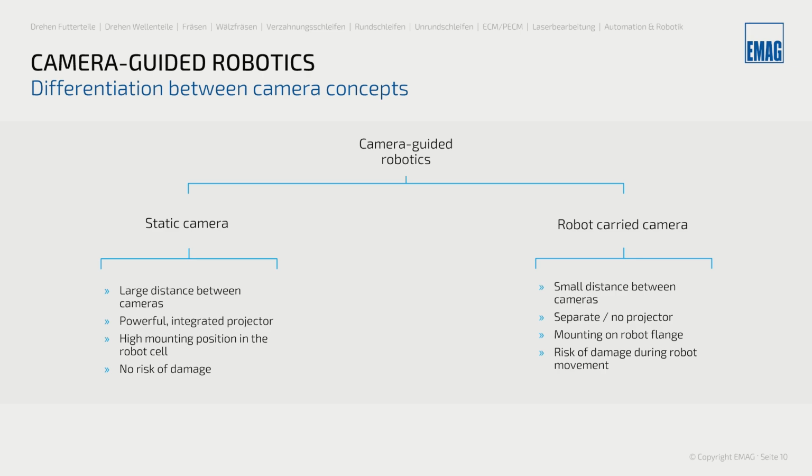On the other hand, if we build smaller, we can use a robot-guided camera system that is mounted right to the flange of the robot and will be carried by the robot. Here we have a small distance between the 2 cameras, and either we don't have a projector at all or this one has to be mounted separately. And since we do move the camera around, there always is a risk of damaging. So for EMAG, we decided to use static camera systems.